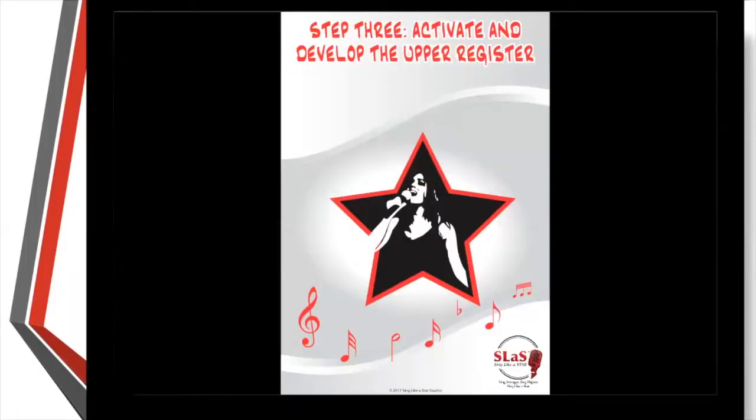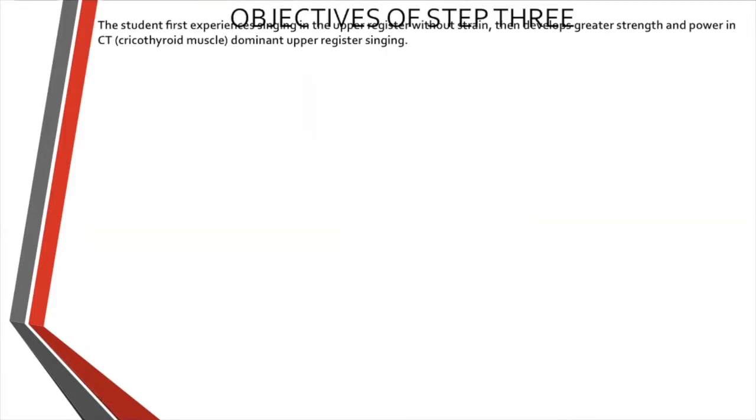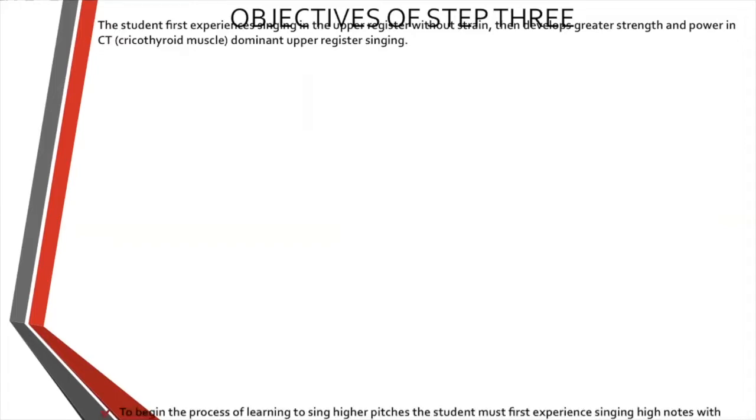Step 3. Activate and develop the upper register. Objectives of Step 3. The student first experiences singing in the upper register without strain, and then develops greater strength and power in the CT (cricothyroid) muscle dominant upper register singing.